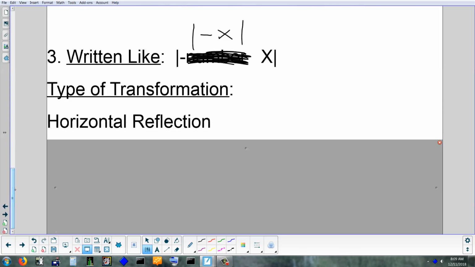So a horizontal reflection would look like this. It's like a mirror image flipping it left to right. Like imagine folding a piece of paper vertically right on that line, and it would land right on top on the other side. That's a horizontal mirror image.